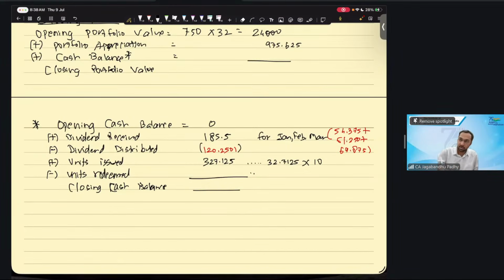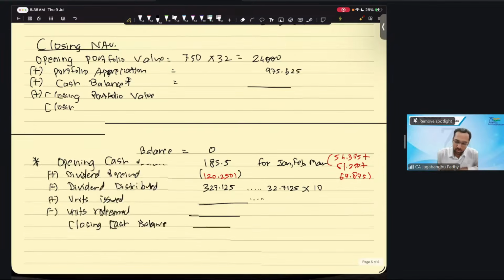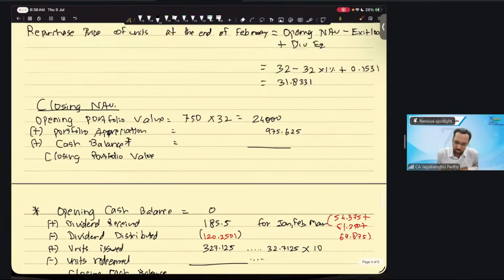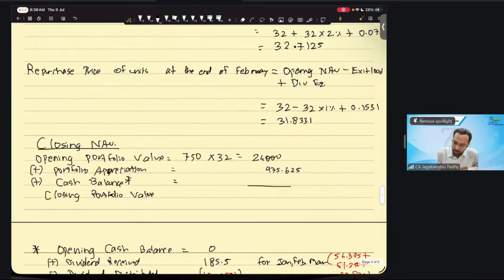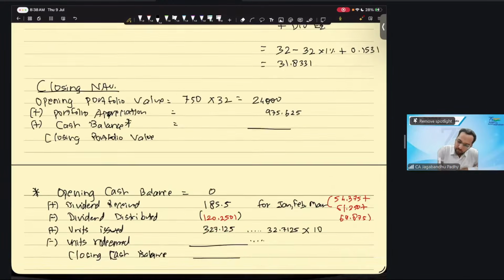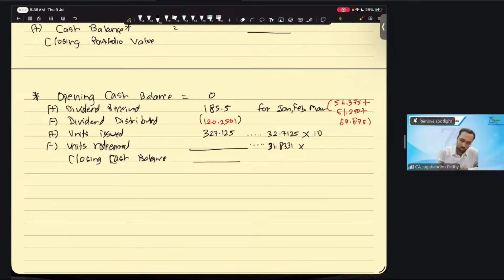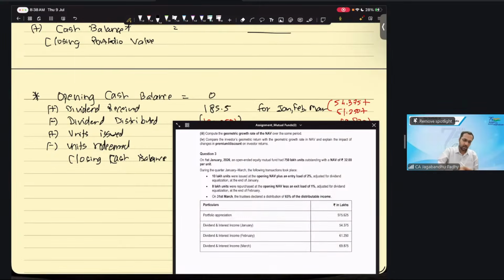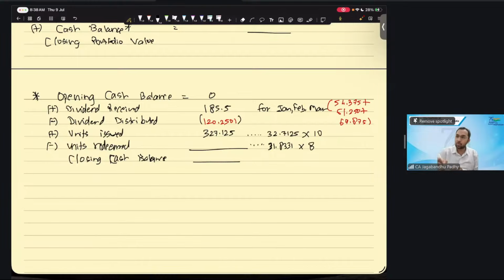And the units that you have redeemed, the redemption price is 31.8331 into what is the units that we are actually redeeming? That's 8 lakh into 8. So 31.8331 into 8, that's 254.665.